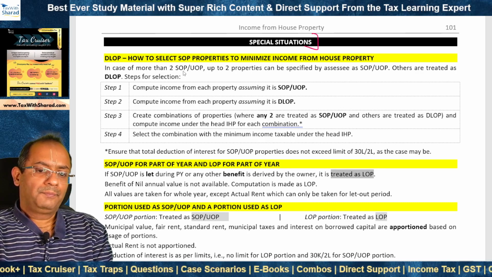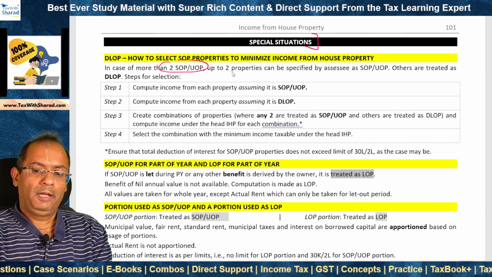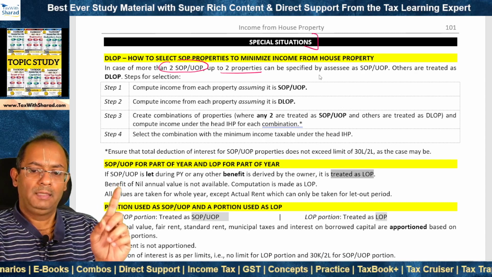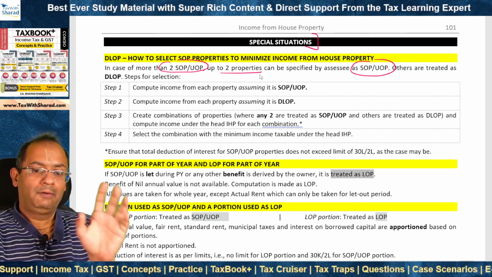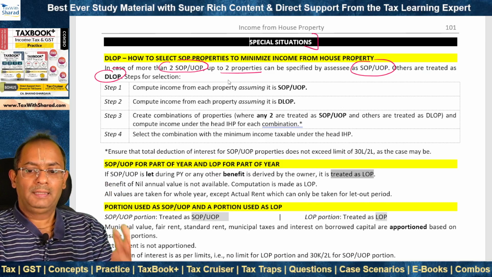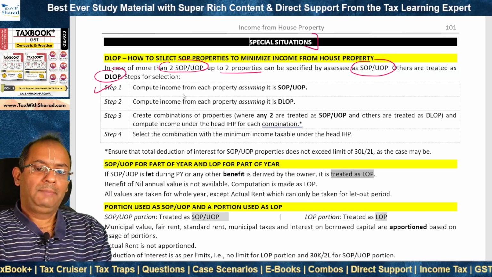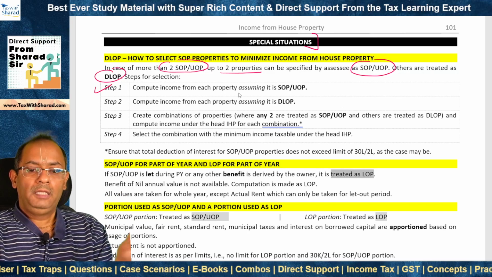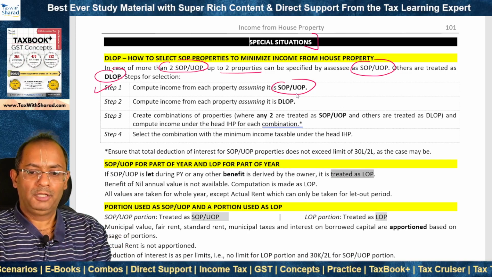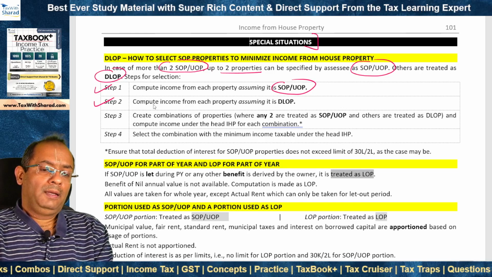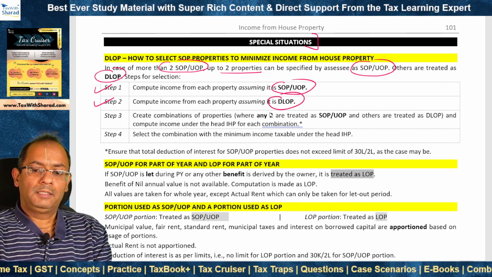So as we noted some time back, where there are more than 2 self-occupied or unoccupied properties, only up to 2 properties can be specified by the SSE at its option as SOP UOP, and the others are treated as DLOP, and therefore the SSE will be required to make the selection. What are the steps for selection? In step 1, we compute income from each property assuming it is SOP or UOP. So for all the properties, we make the computation like this. In step 2, we make the computation for each property assuming it is DLOP.